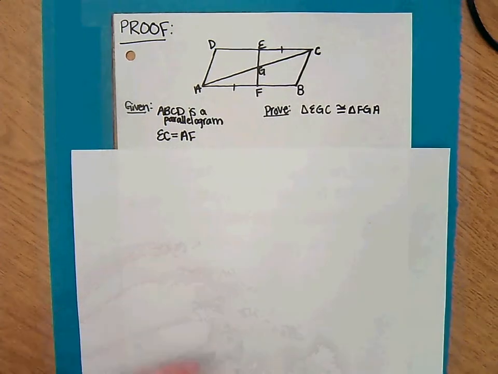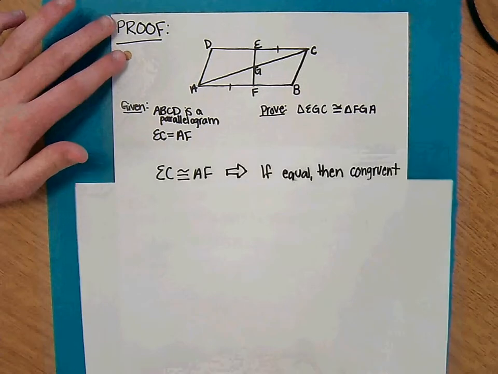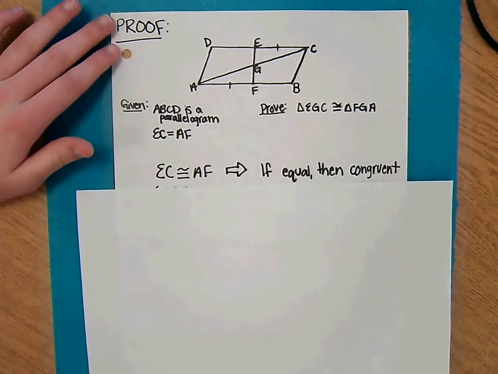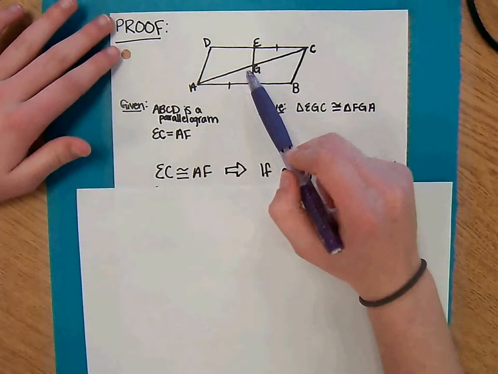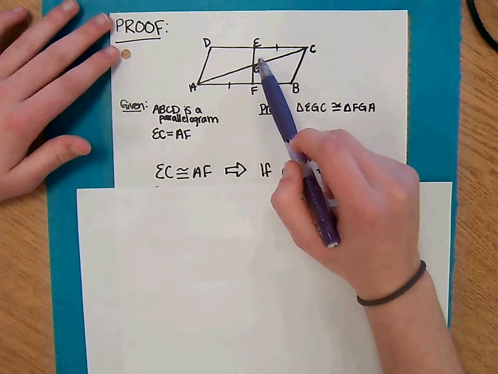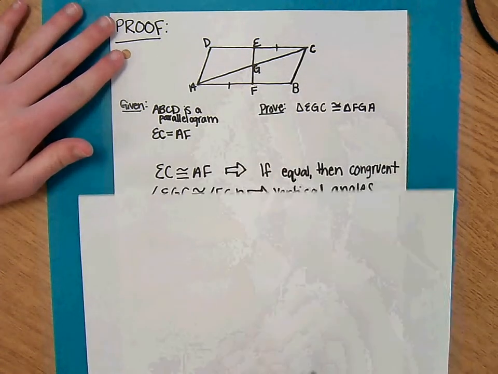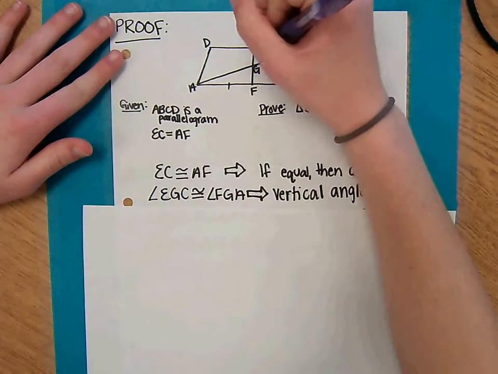So what I saw first, it's like, okay, they gave us EC equals AF. Well, I went straight to making those congruent, because if they're equal, then they are congruent. After that, I went to these angles. I saw them as vertical angles, in which they are. So because they're vertical angles, they too are congruent. So already you have a side and an angle.